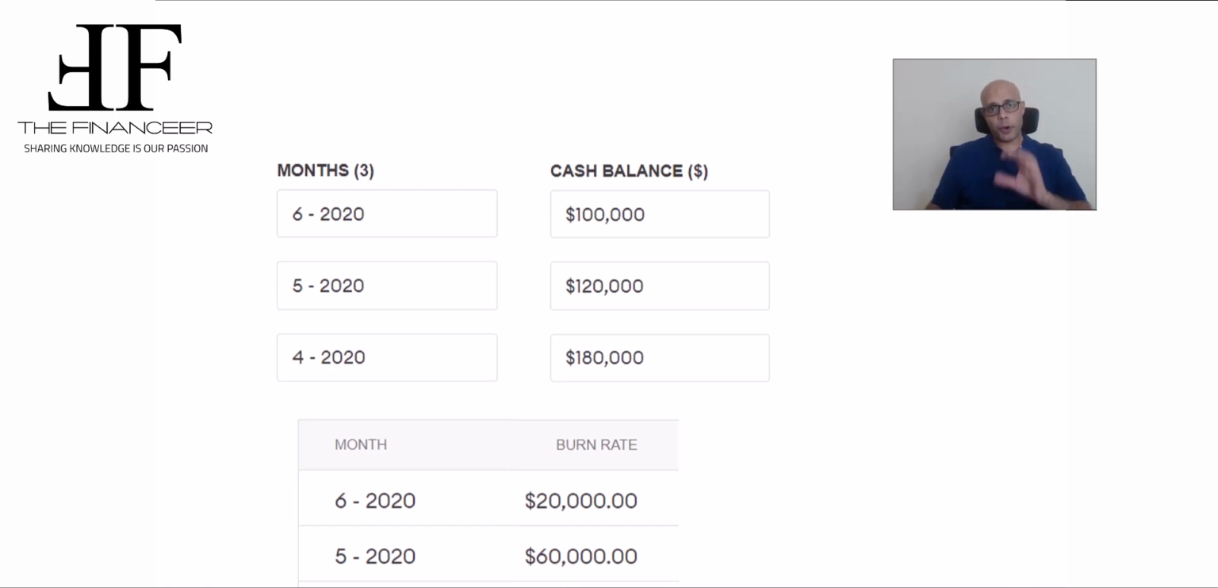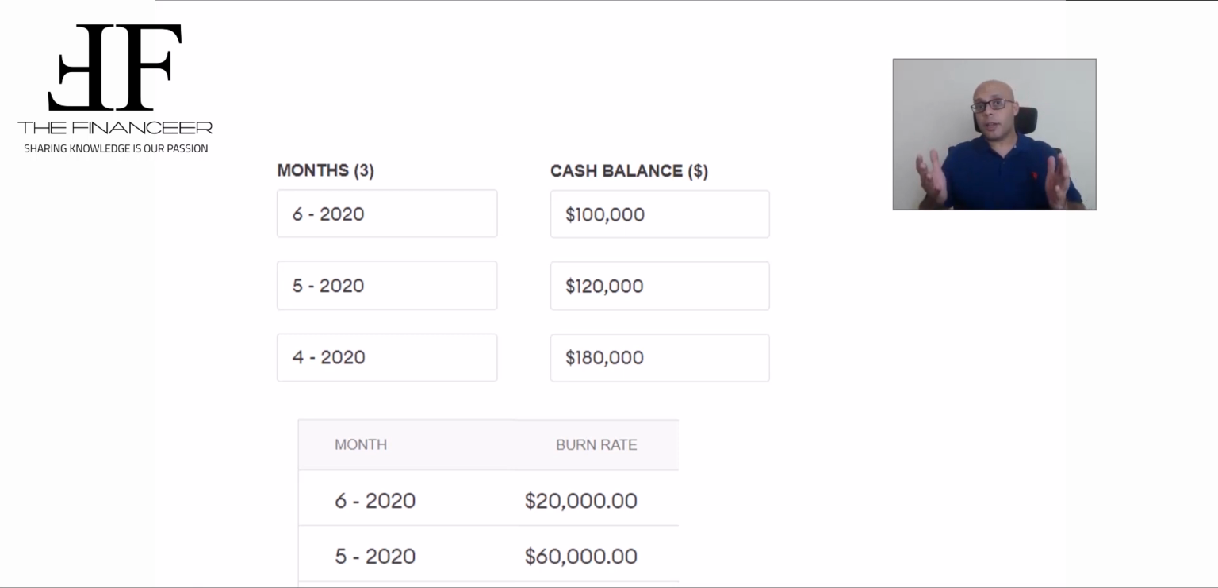And the same way, we are going to calculate the burn rate for June. In May, you had 120,000, and in June, you had 100,000. This means that you burned $20,000 in June. So now you can say that in May, we have some expenses, some assets to be purchased, so we spent $60,000. In June, we started to control our operating expenses. We don't have too many assets to be purchased, so our burn rate is $20,000.